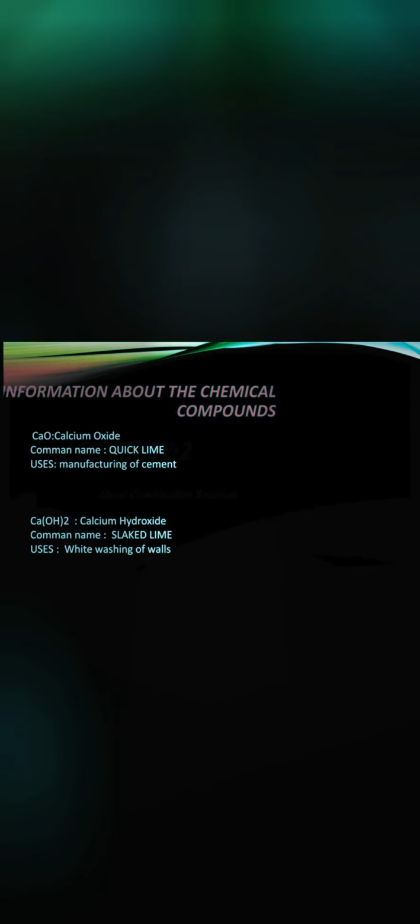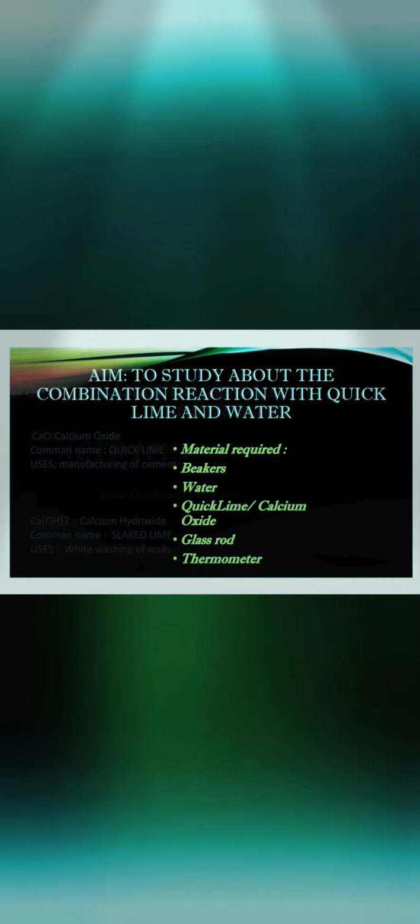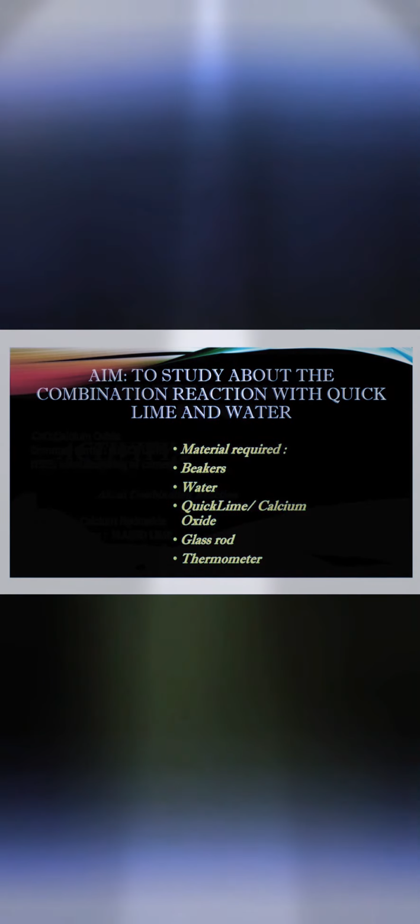So now for our activity, the materials required are beakers, water, quicklime, that is known as calcium oxide, a glass rod and a thermometer. Why is there a need of a thermometer, children? Because whenever calcium oxide is added into water, there is a rise in the temperature. To measure the temperature, we are using a thermometer.